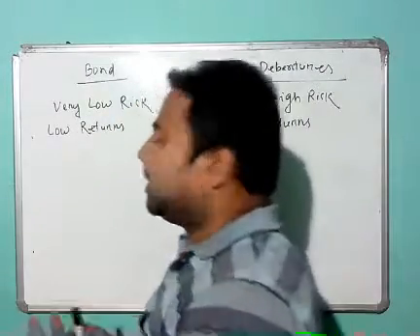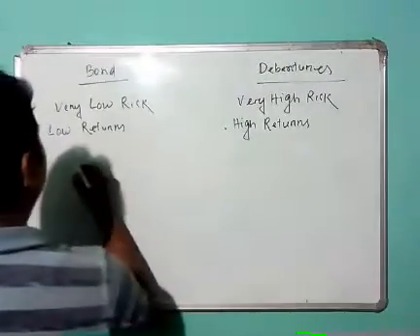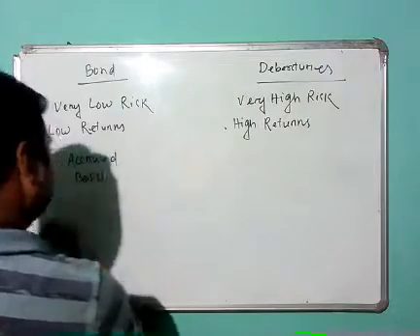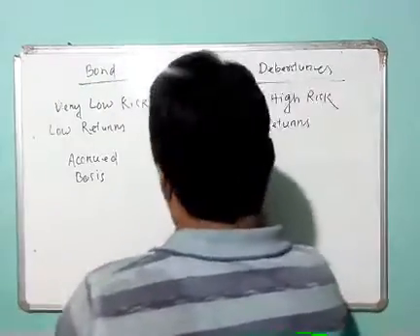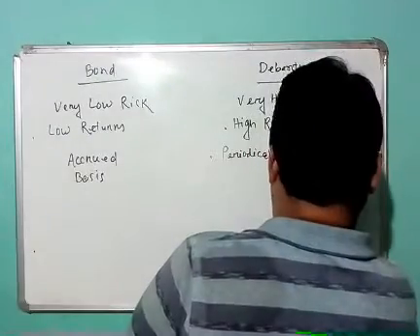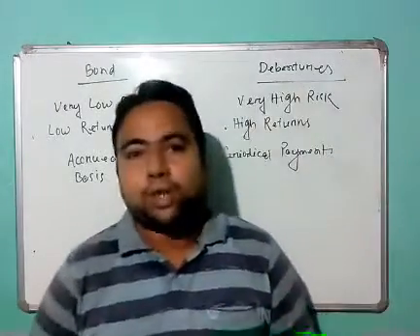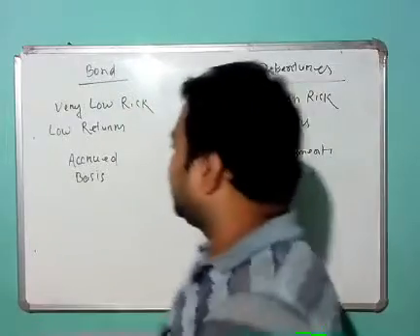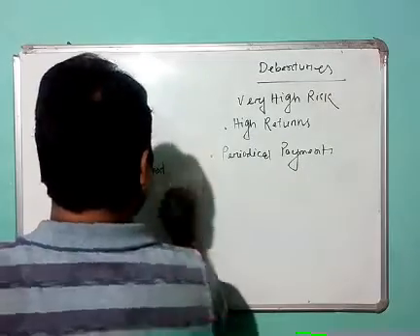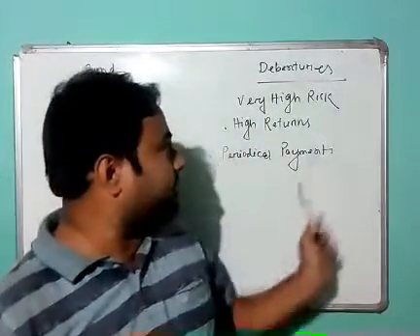Another thing. Bonds are generally repayable on accrued basis, or accrual basis of payment, in the case of bond. But in the case of debenture, periodical payment.